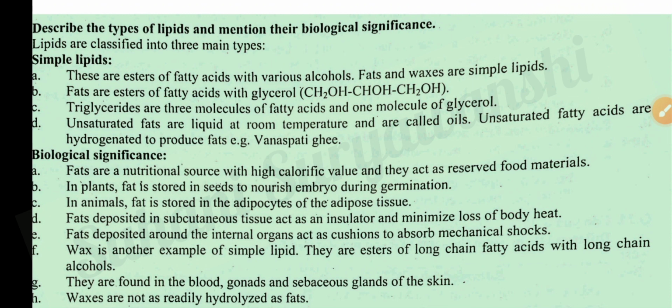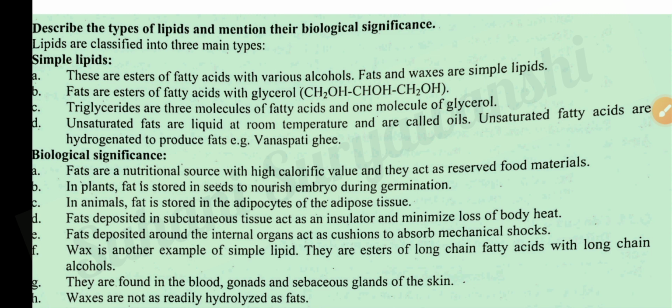Describe the types of lipids and mention their biological significance. Lipids are classified into three main types. First, simple lipids. These are esters of fatty acids with various alcohols. Fats and waxes are simple lipids. Fats are esters of fatty acids with glycerol. Molecular formula: CH2OH, CHOH, CH2OH. Triglycerides.